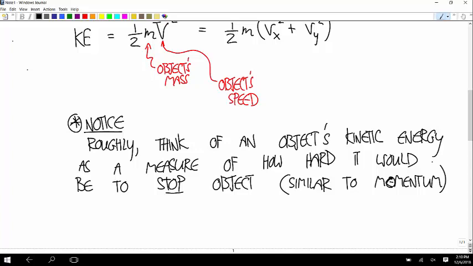Momentum was the mass times the velocity, and it gave an answer in a vector form, so momentum has a direction. Kinetic energy doesn't have a direction, but it's still just multiplying the mass times something having to do with the speed.